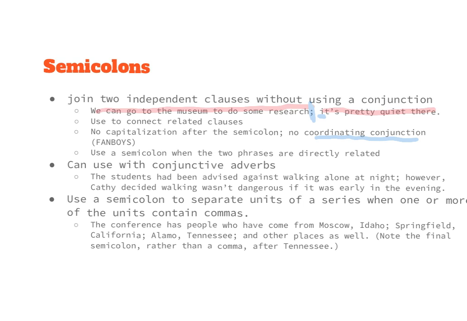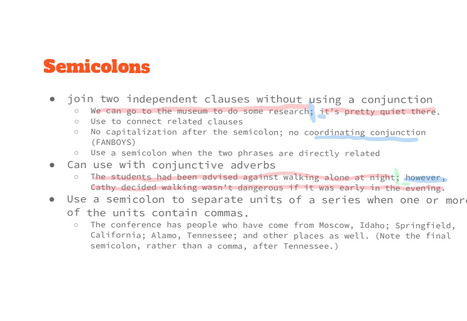Another way to use it is with conjunctive adverbs. A conjunctive adverb is going to be words or phrases like "however." So, "the students have been advised against walking alone at night." There's our complete sentence. "However, Kathy decided walking wasn't dangerous if it was early in the evening," another complete sentence joined by a semicolon, no punctuation.